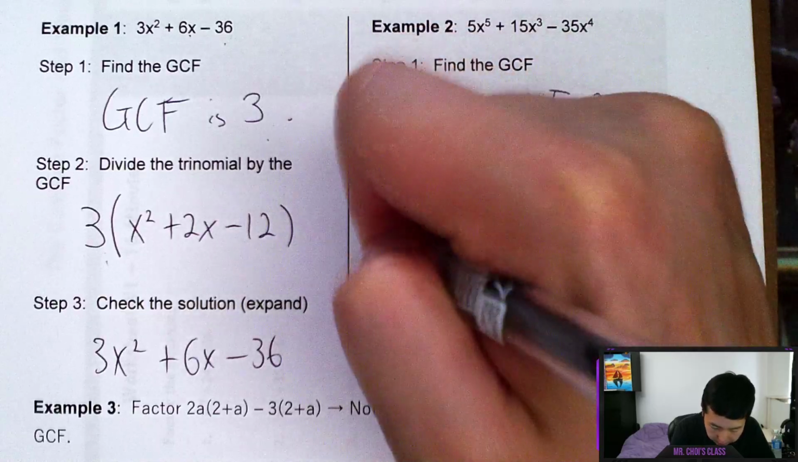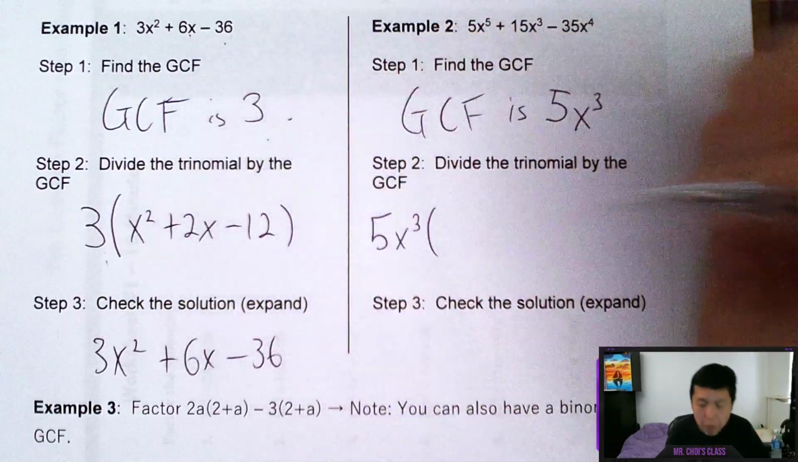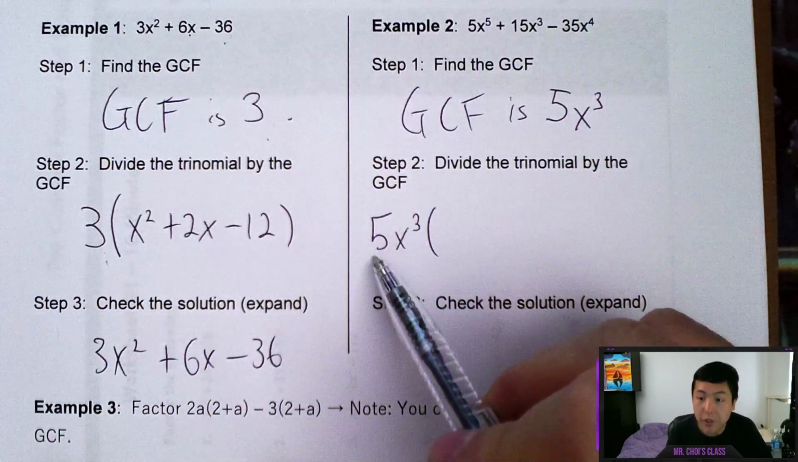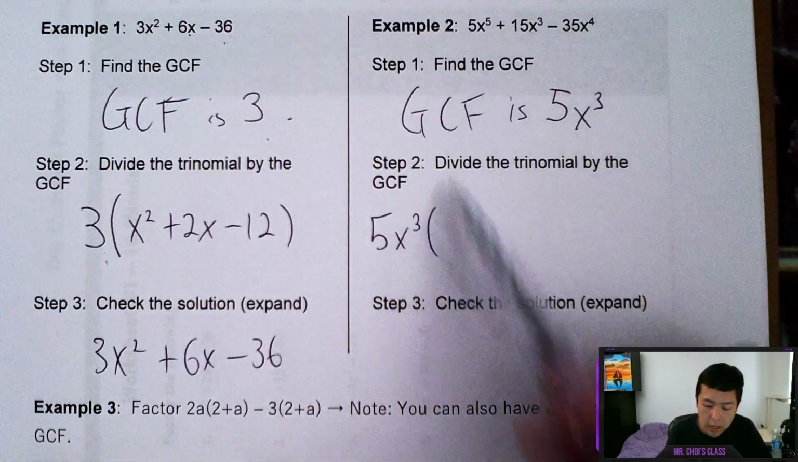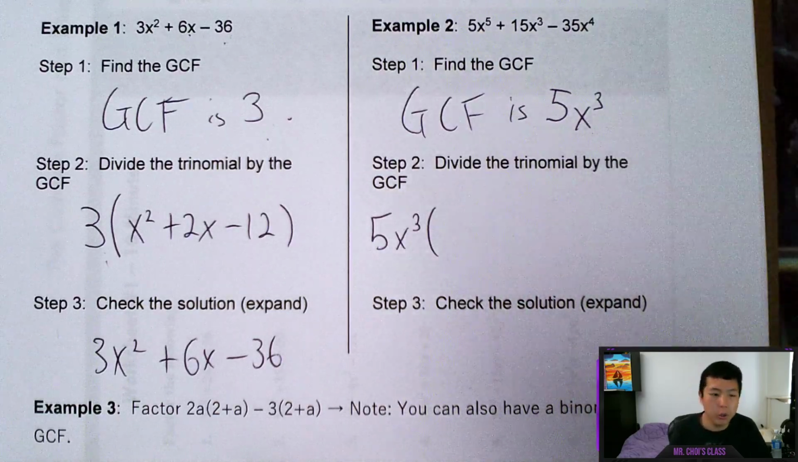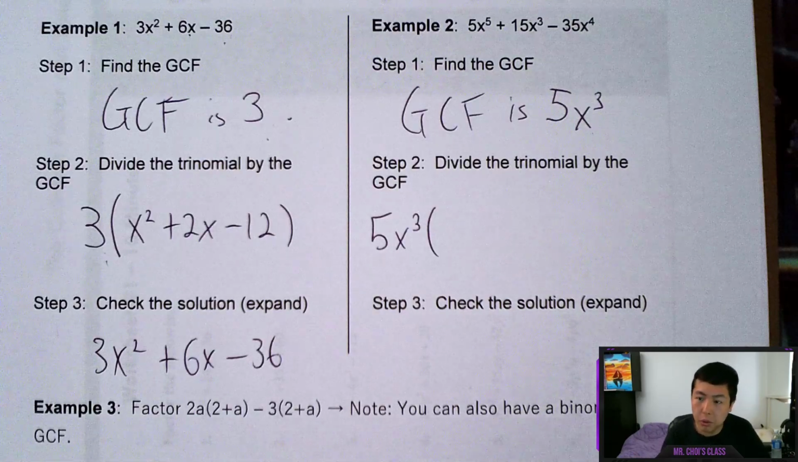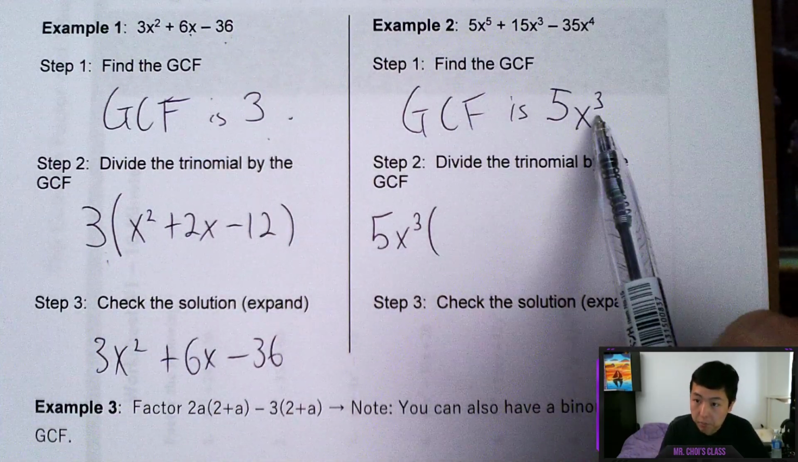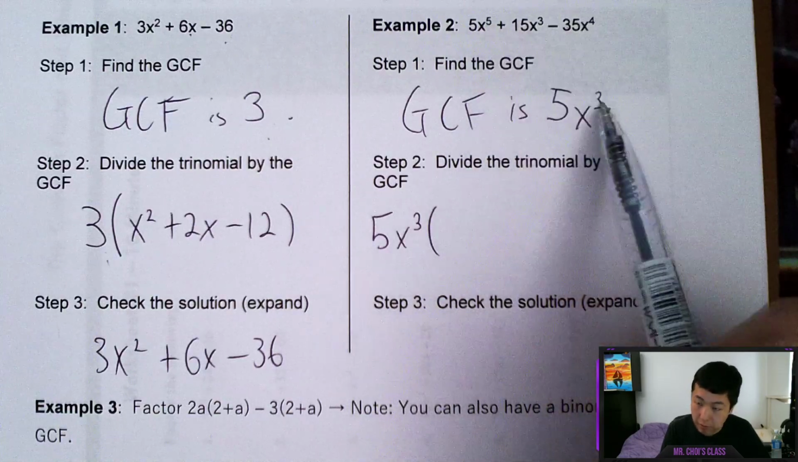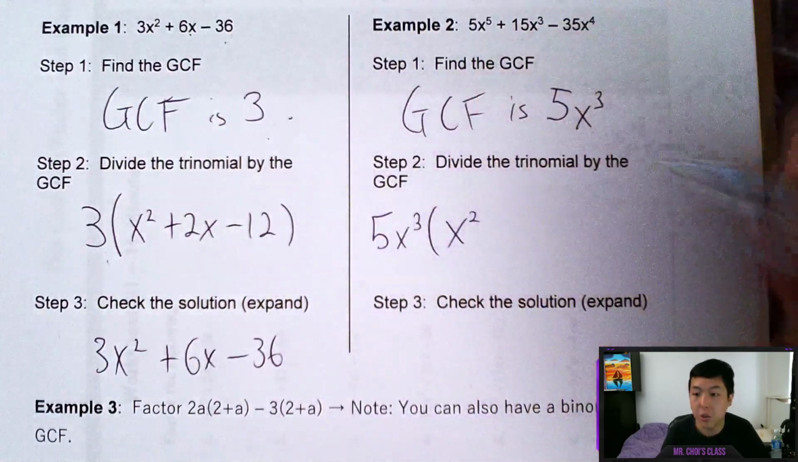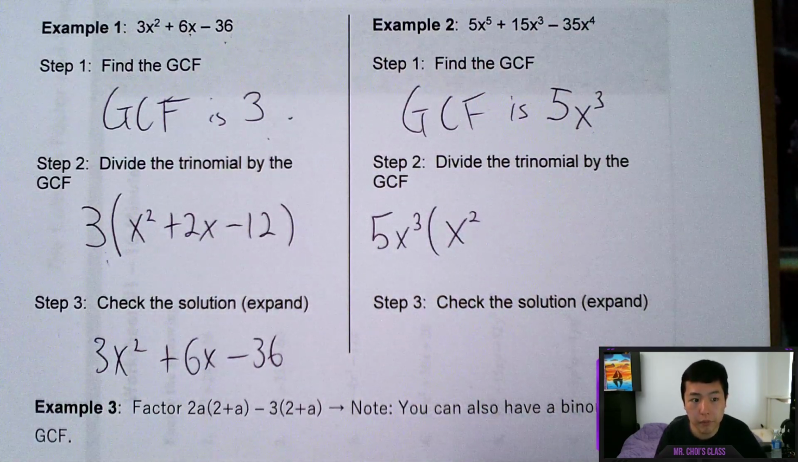We're going to write it out here. And then now we're going to divide it. So 5 divided by 5 is 1. That's good. x to the 5 divided by x to the 3. And you're all going, I have no idea what you're supposed to do. Very simple. Just subtract the exponents. So 5 minus 3 is 2. So it's x squared.